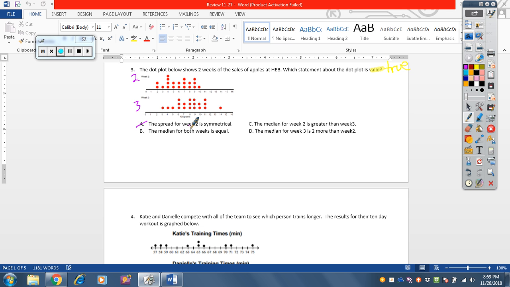B says the median for both weeks is equal. I will help you find the median for week 2. You will have to find the median for week 3. Median is middle. That's where you're crossing off the top and the bottom until you get to the middle.